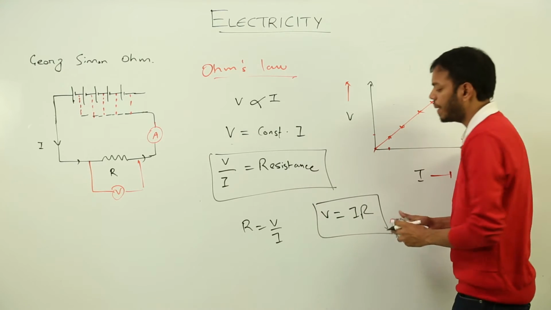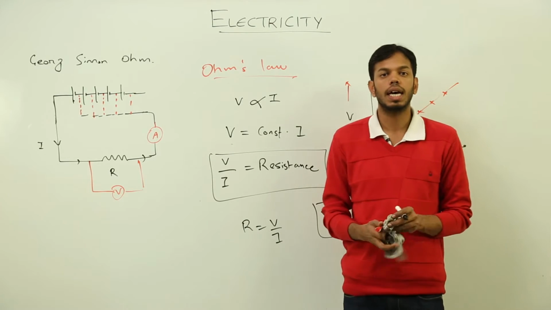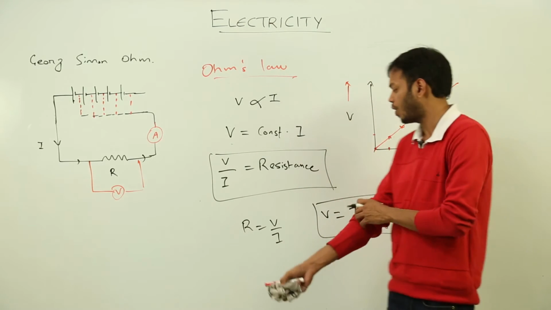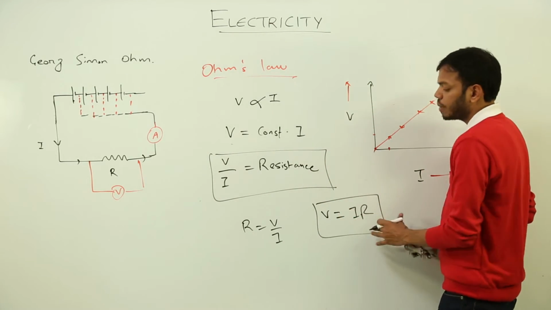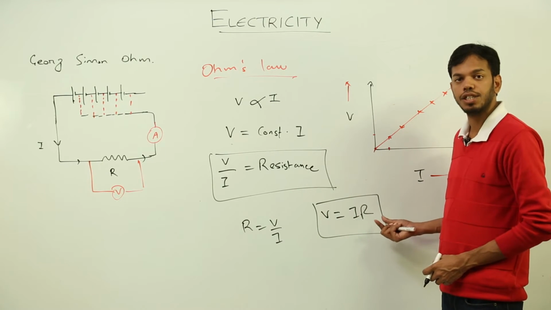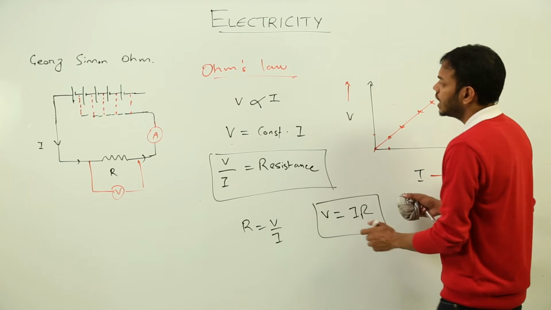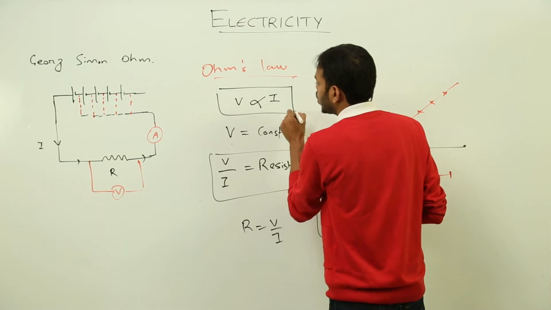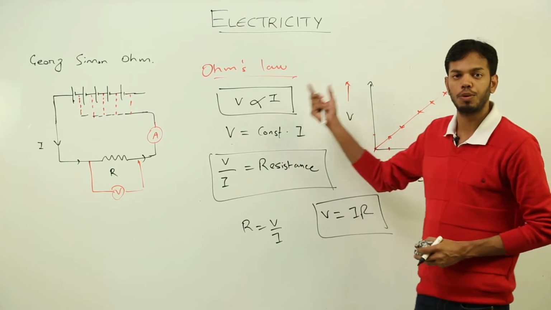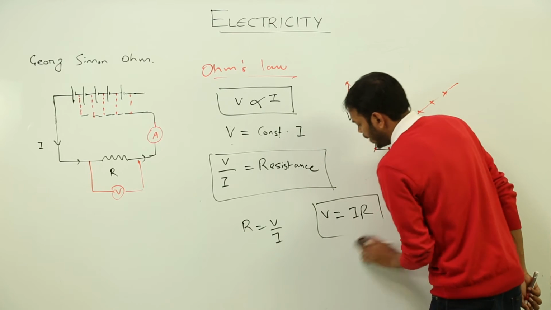This is the mathematical form of Ohm's law, but this is not Ohm's law. Many books sometimes give this question for 1 mark. This relationship is a relationship between voltage, current and resistance, but it is a mathematical form of Ohm's law. Otherwise, the actual Ohm's law is that voltage is directly proportional to current. Now I've cleared that point out. So V is equal to IR.